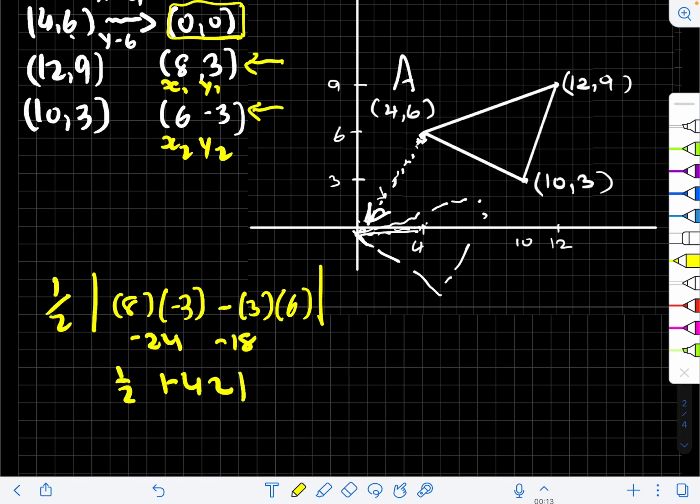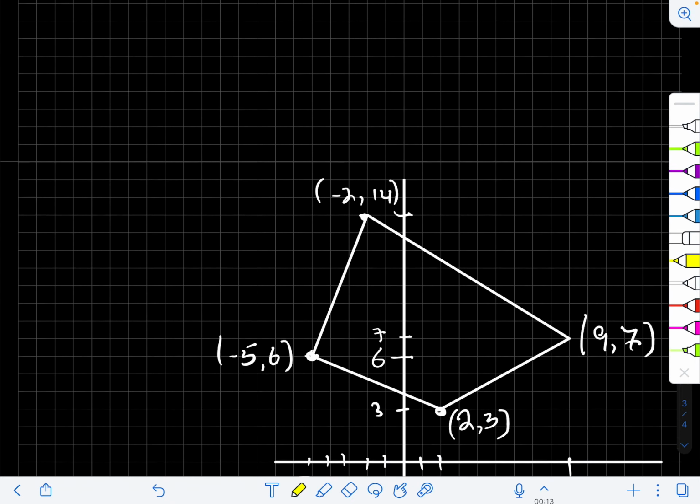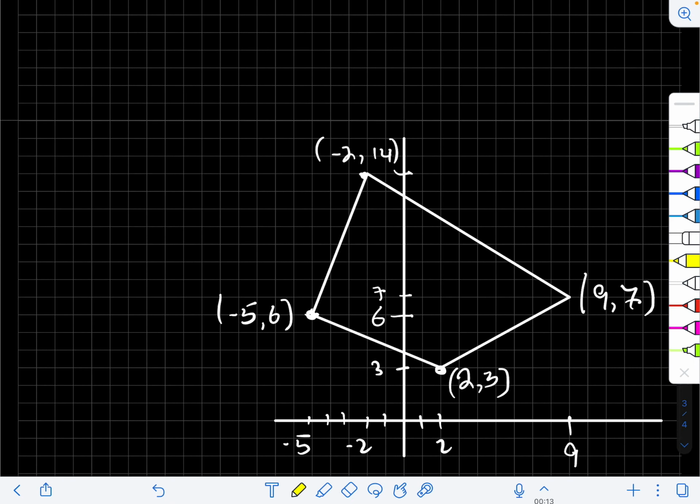Now this is absolute value, so we ignore the minus. So we get 42 over 2, which is 21 units squared. Okay, what else can we do with this calculation? Sometimes we don't actually have a triangle, we have a 4-sided shape or any other kind of shape, and still we want to calculate the area.